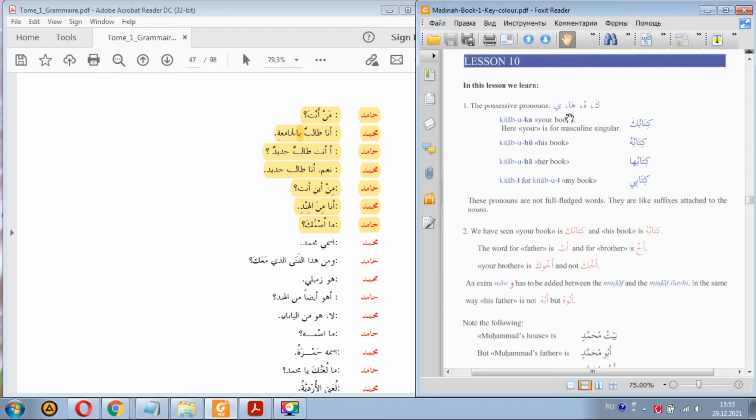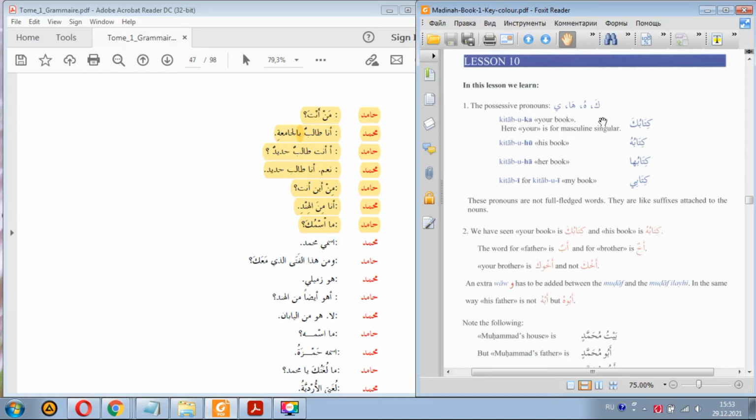We are introduced to 4 possessive pronouns in this explanation book, but there are more of them. But first let's take a look at these pronouns. Well, kitab means book. Kitabun means book. But if you want to say your book, this your is conveyed in these possessive pronouns. Kitabuka. Or if you want to say his book, you say kitabuhu.